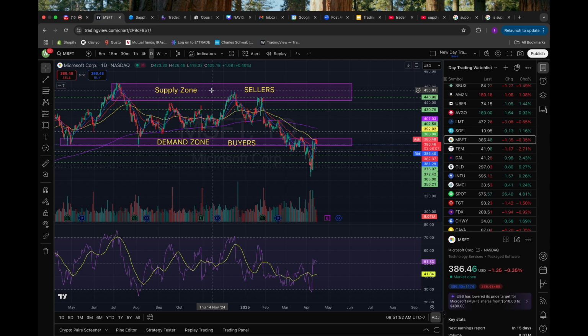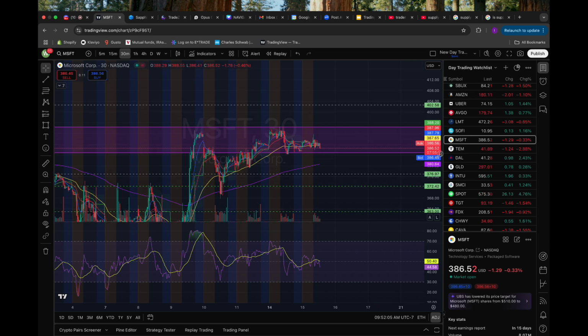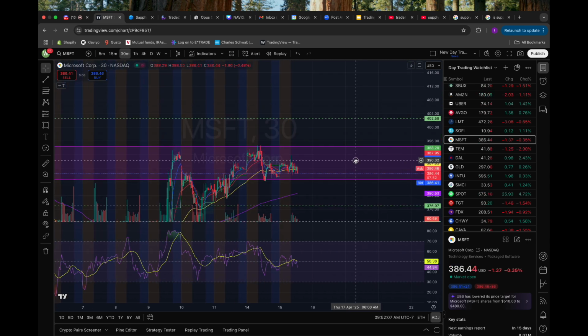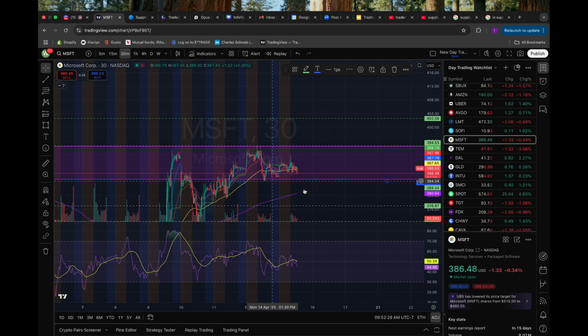Now, like I say, supply and demand are zones, so it could be a $10 zone right there, okay? But now what we're going to do is go to the 30-minute and look at support and resistance. Support and resistance is like this. Yesterday for Microsoft, you see how the high of day was 394.55, right? That coincides with the top level of this demand zone right here, and the low of day, they came down to 384.24.